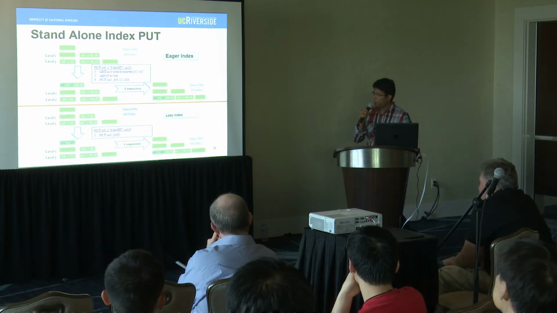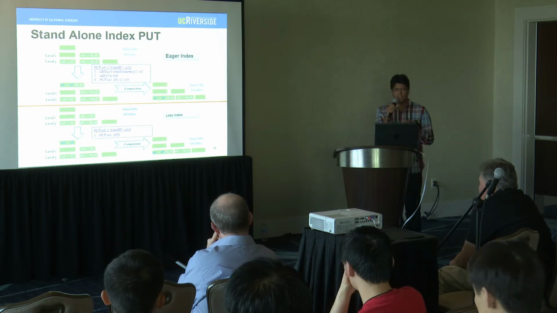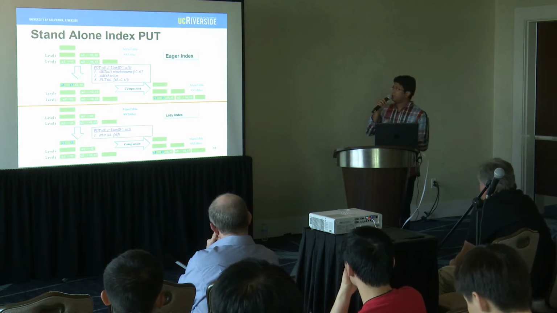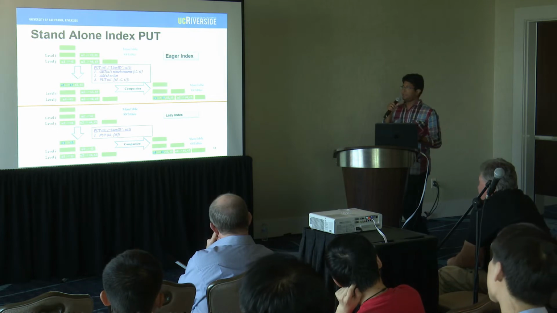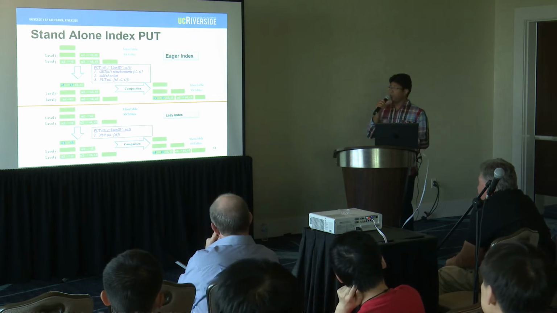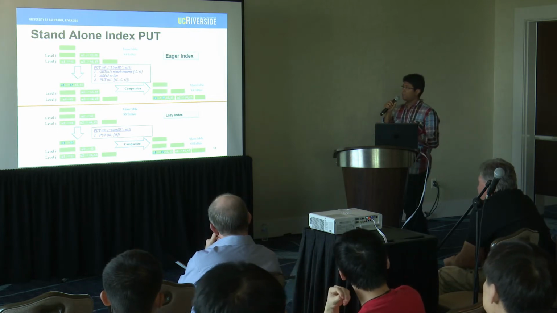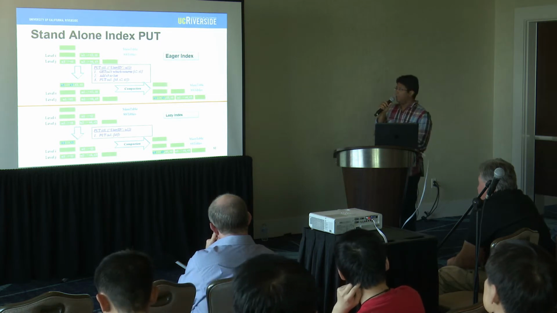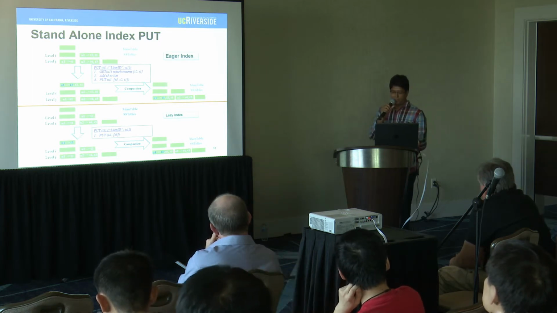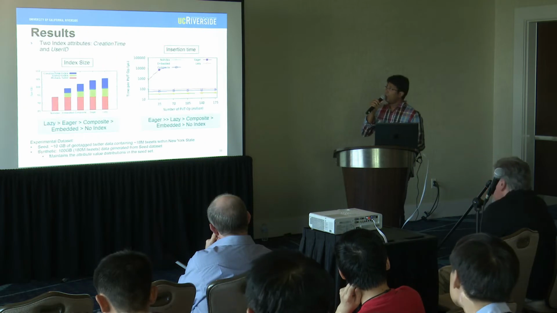After some level of compaction, we expect the compaction to merge the list, so the lookups are faster. So the eager index is faster for lookups, but it's slow for writes. But the lazy index is faster for writes, but the lookups will be slower.